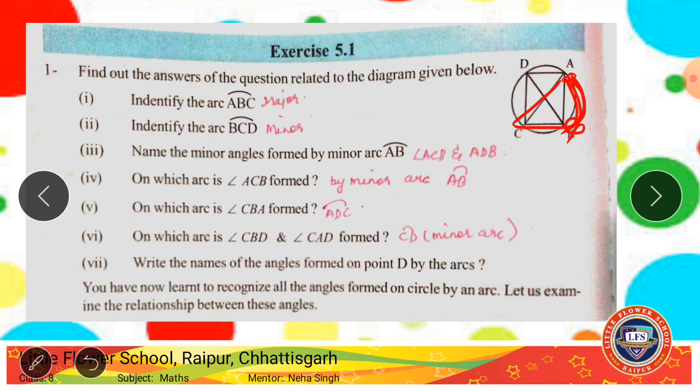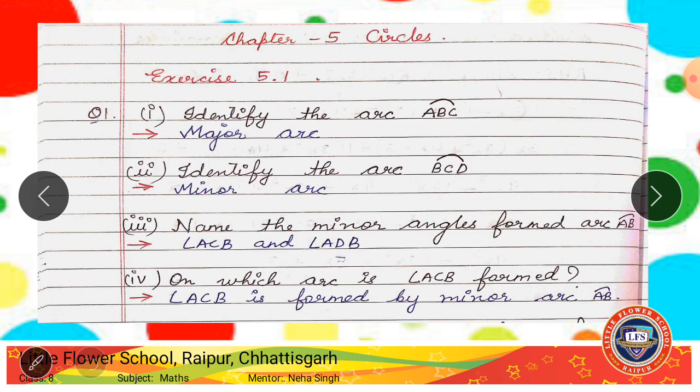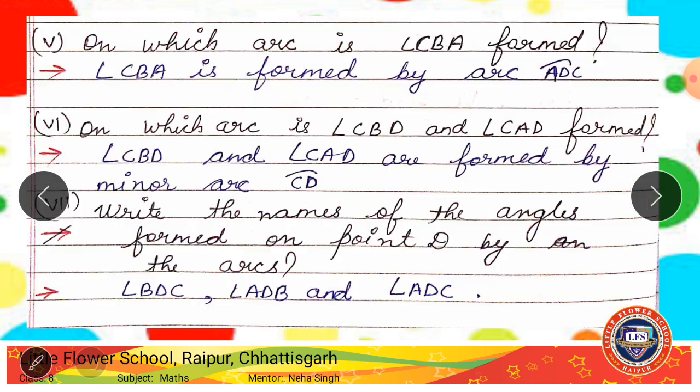Similarly, CBA is formed in ABC, right? See here, first identify the arc, major arc or minor arc. Like this you are going to write in your copies, right? Whether the angle is formed by the minor arc or by the major arc.